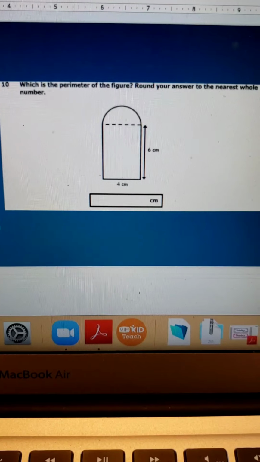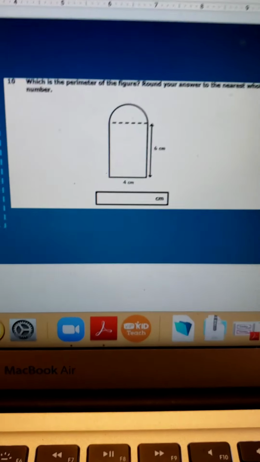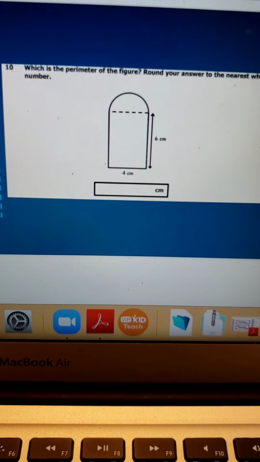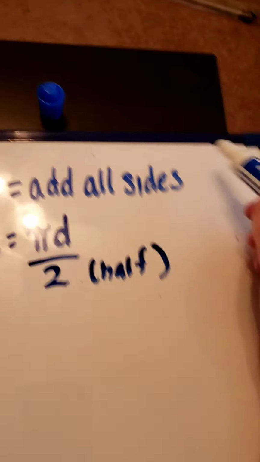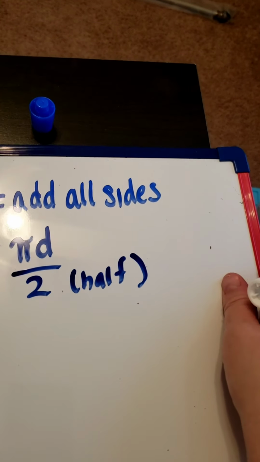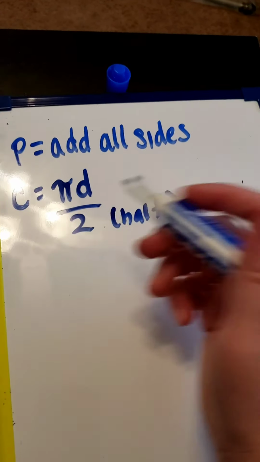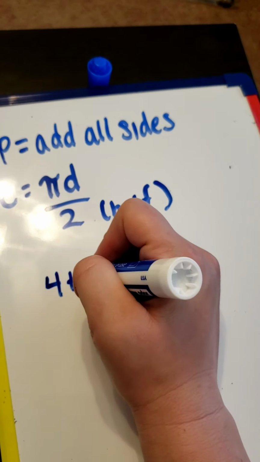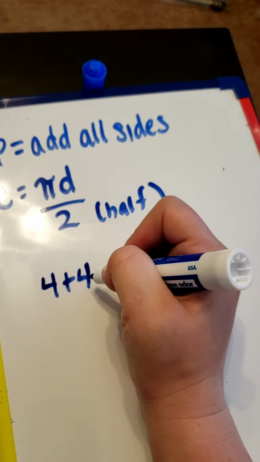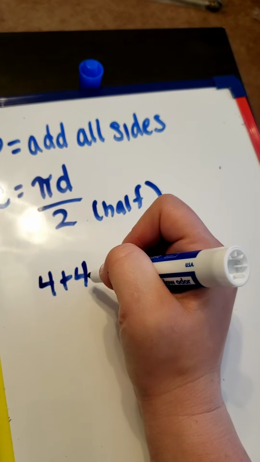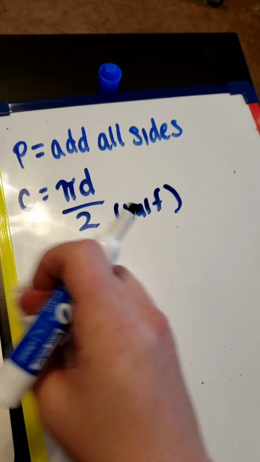So if you look at this, you see a rectangle and you see half of a circle, okay? So perimeter of the rectangle, we're just going to add up all the sides. It's the easiest thing to do. So we have 4 plus, I'm not going to add this second 4. I'm going to explain in just a second.